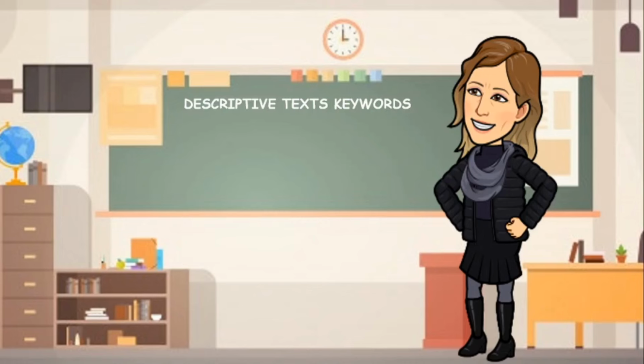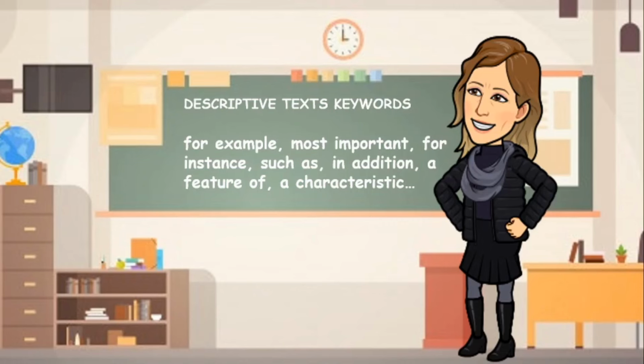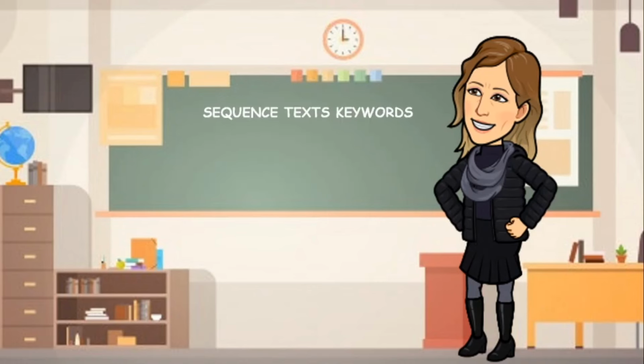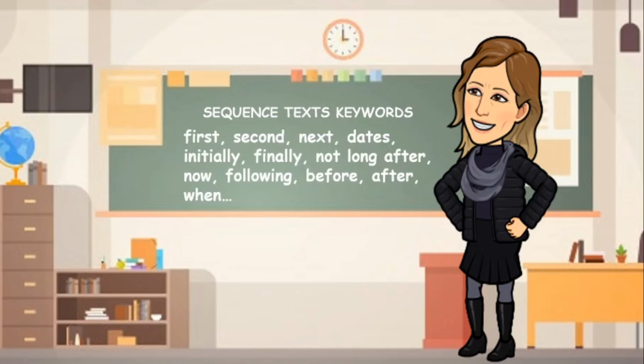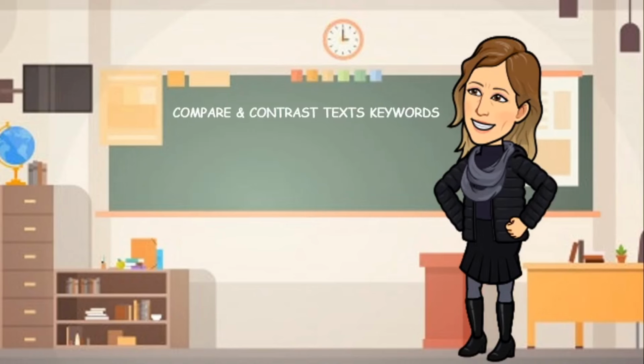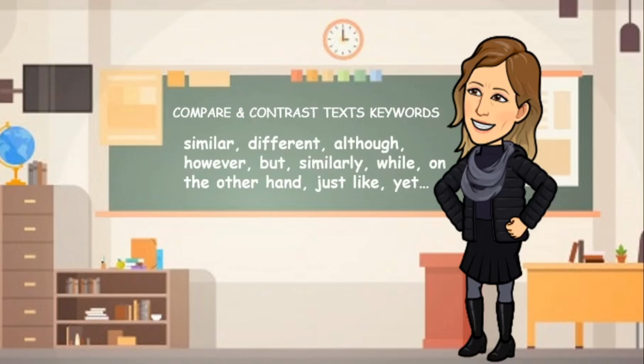Descriptive text keywords might be words like, for example, most important, for instance, such as, in addition, a feature of, or a characteristic. Sequence text keywords could be words like first, second, next, dates, initially, finally, not long after, now, following, before, after, and when. Compare and contrast text keywords could be words like similar, different, although, however, but, similarly, while, on the other hand, just like, and yet.